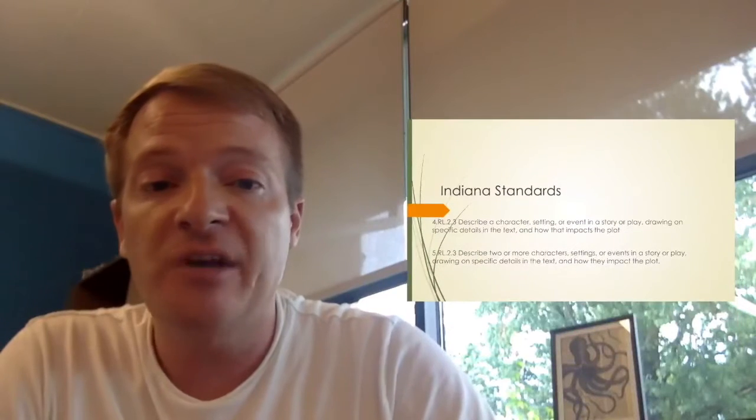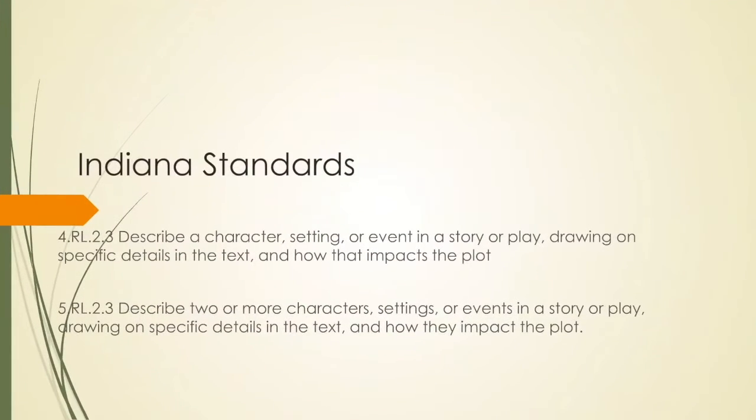The Indiana standards that we will be covering today are, for 4th grade, describe a character, setting, or event in a story or play, drawing on specific details in the text and how that impacts the plot. And for 5th grade, describe 2 or more characters, settings, or events in a story or play, drawing on specific details in the text and how they impact the plot.